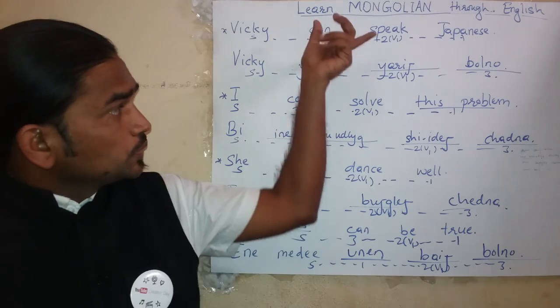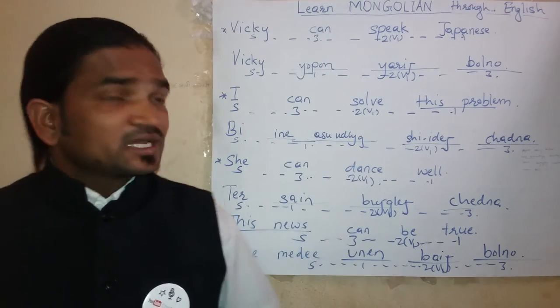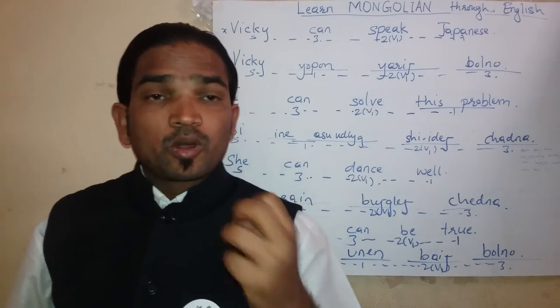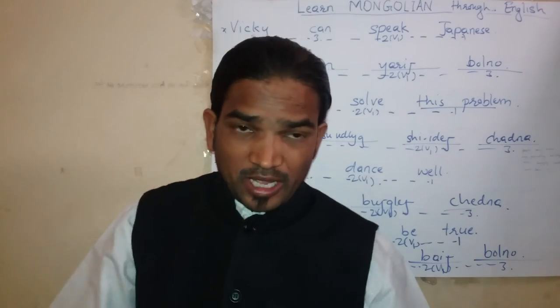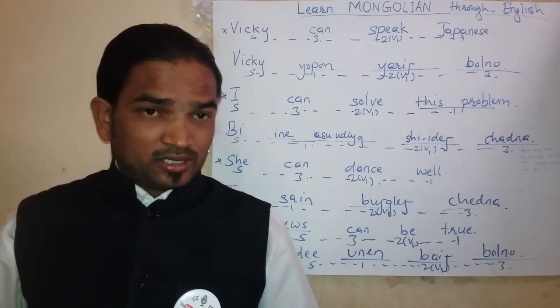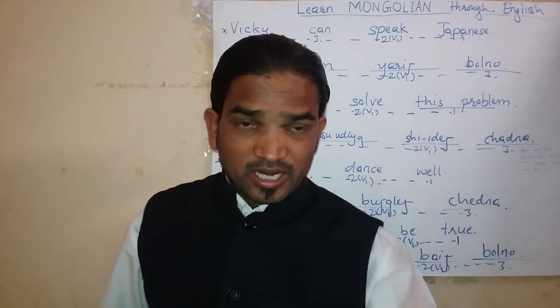Now you should also look at all these English sentences and try to speak all sentences in Mongolian language again and again. And while trying to speak, at that time, you should try to type all sentences in the comment box again and again. Now pause the video and try yourself. Start.